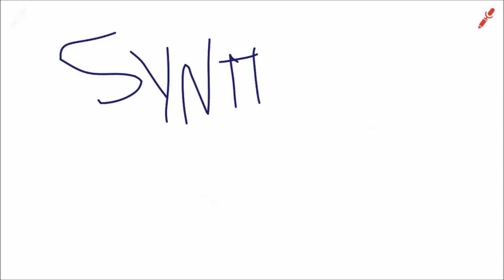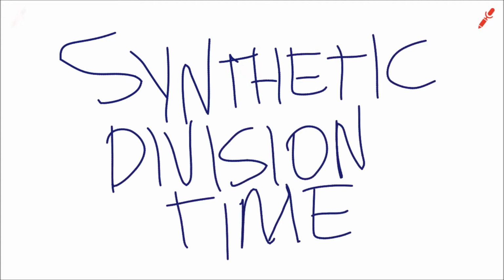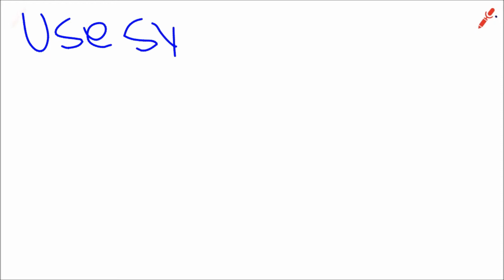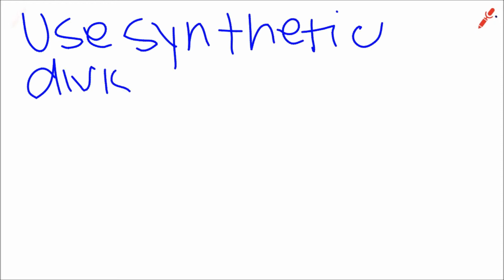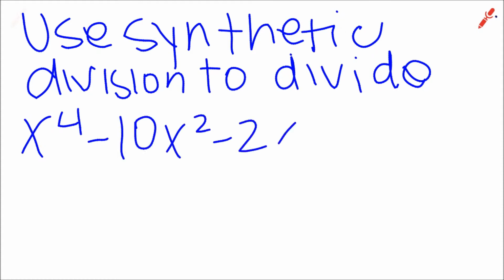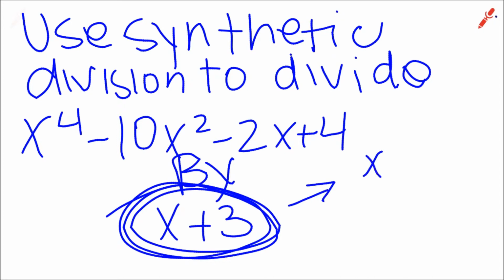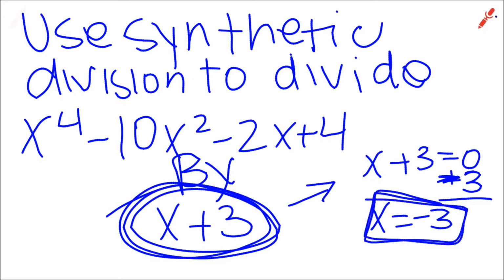All that long division was kind of long. Luckily, synthetic division is much, much easier. So our problem is telling us to use synthetic division to divide this polynomial by x plus 3. First thing you're going to do is set it equal to 0 so you can have the number that will go outside of the house this time.